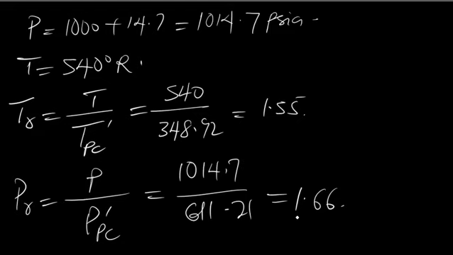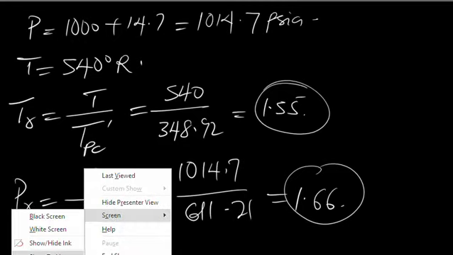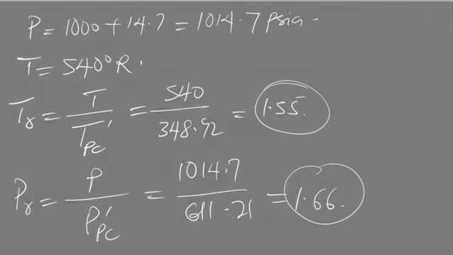So now we have gotten our reduced pressure and our reduced temperature. These are the values. Since we have gotten the reduced temperature and the reduced pressure, which is 1.55, and this is 1.66, this is roughly 1.7 and this is 1.6. Now let's look at the charts to get the value we are looking for.